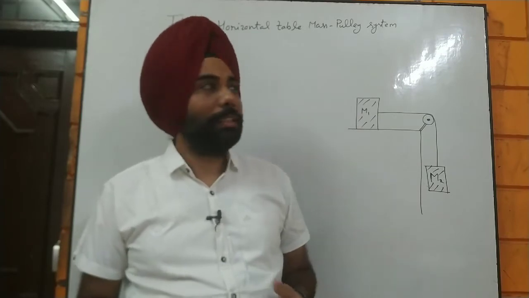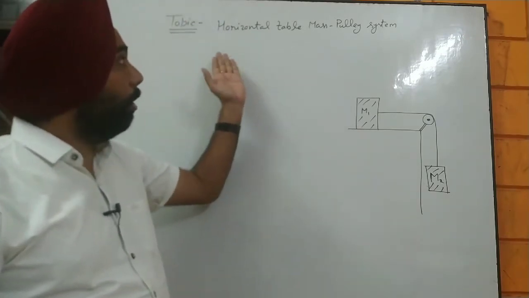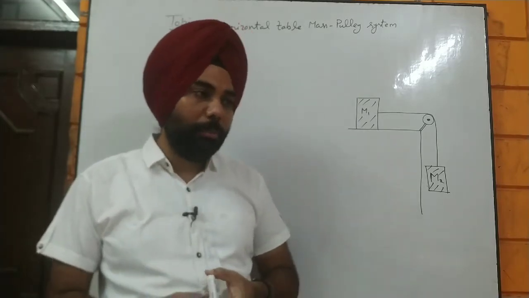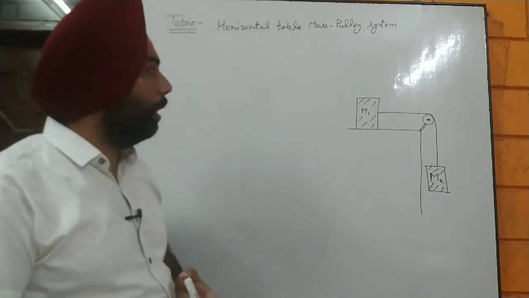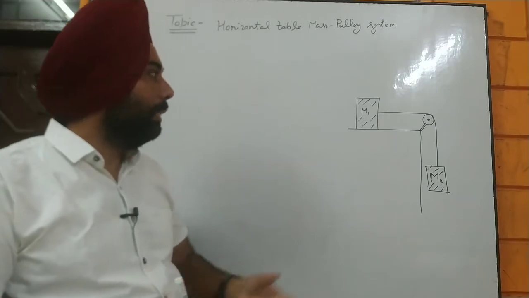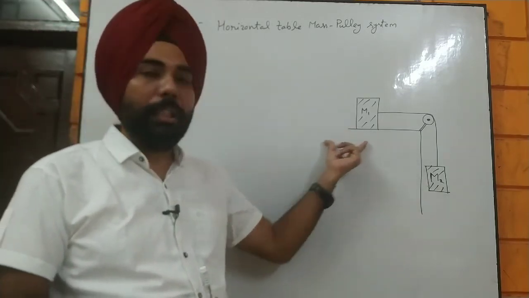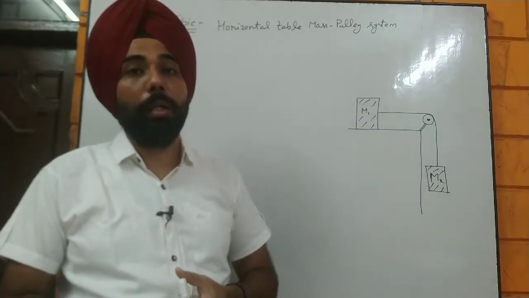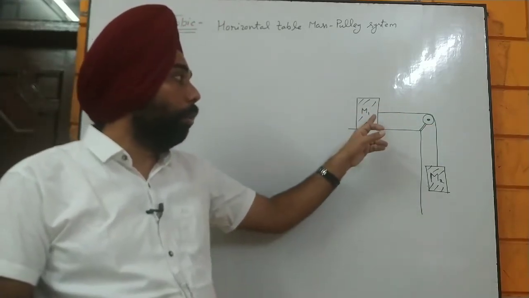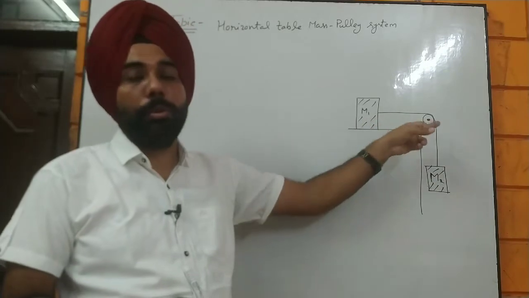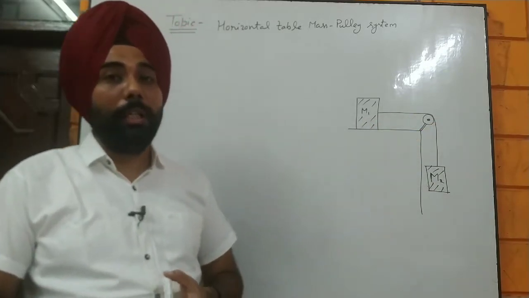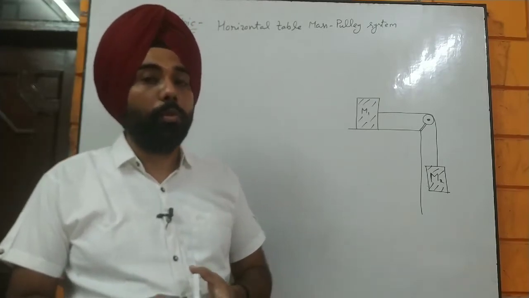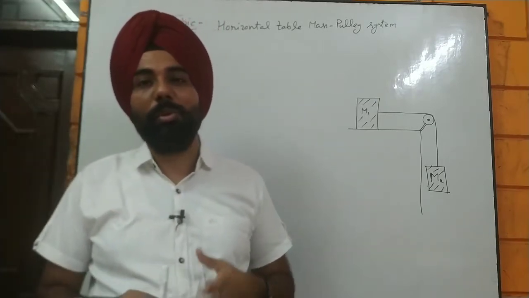Today's topic is how we can solve horizontal table mass pulley systems. Now there are a few assumptions as well. In that case we take a frictionless table, and also a frictionless pulley. And one more thing, the string attached to the pulley is always going to be inextensible, which means it's not going to have any kind of elasticity. So we are neglecting those properties to cover that topic.